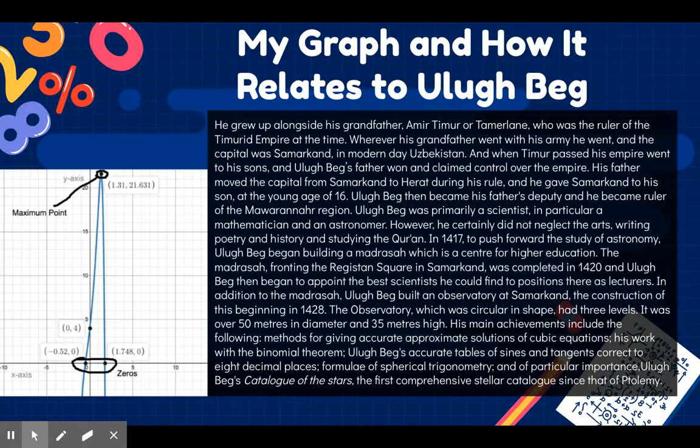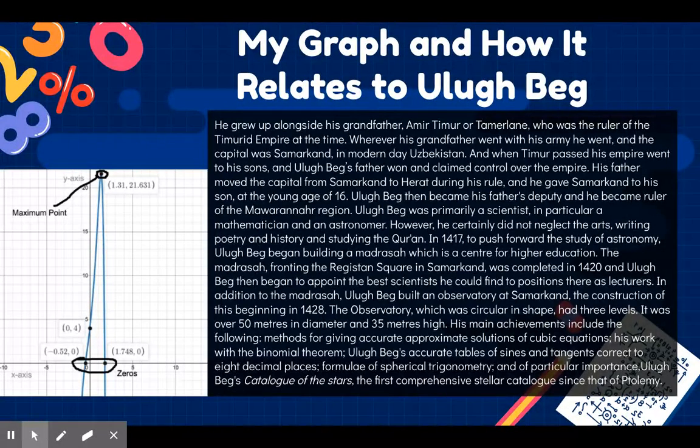He grew up alongside his grandfather Amir Timur, or Tamerlane, who was the ruler of the Timurid Empire at the time. Wherever his grandfather went with his army, he went, and the capital was Samarkand in modern-day Uzbekistan. When Timur passed, his empire went to his sons, and Ulugh Beg's father won and claimed control over the empire. His father, Shahrukh, moved the capital from Samarkand to Herat, in what is today western Afghanistan, and he gave Samarkand to his son at the young age of 16.